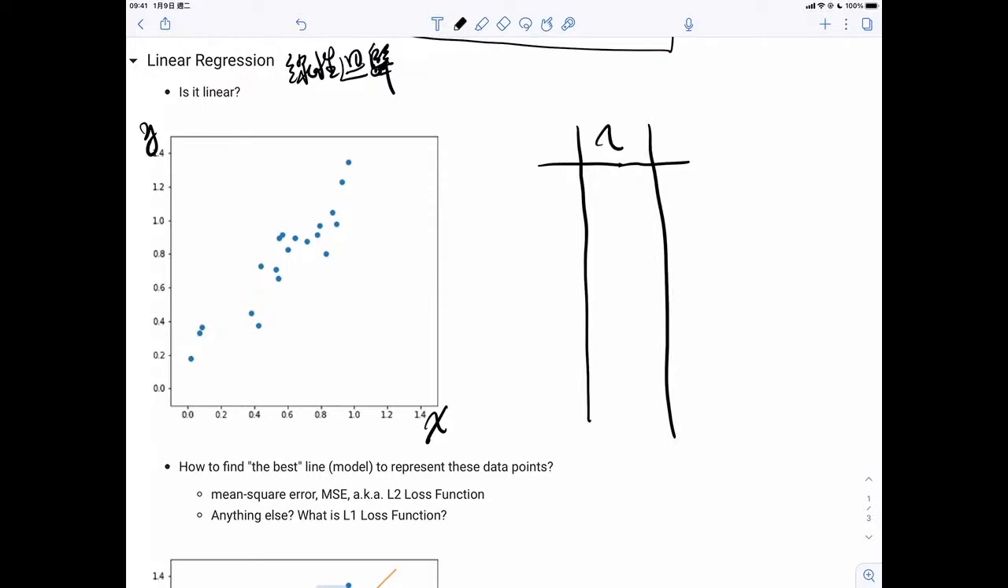That is X. Since that's very simple data, we have only one feature. We don't have n features, we have only one feature. And the Y is right here. Maybe for example we have 20 data points in this figure. The first data point might be for example 0.01, 0.2, so we have some table of this data.